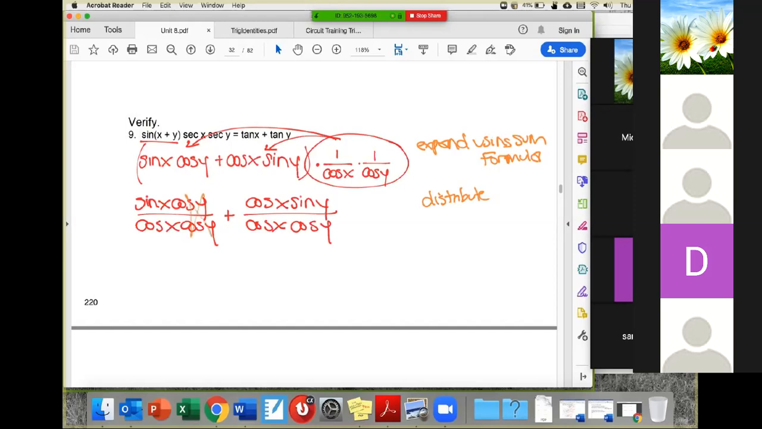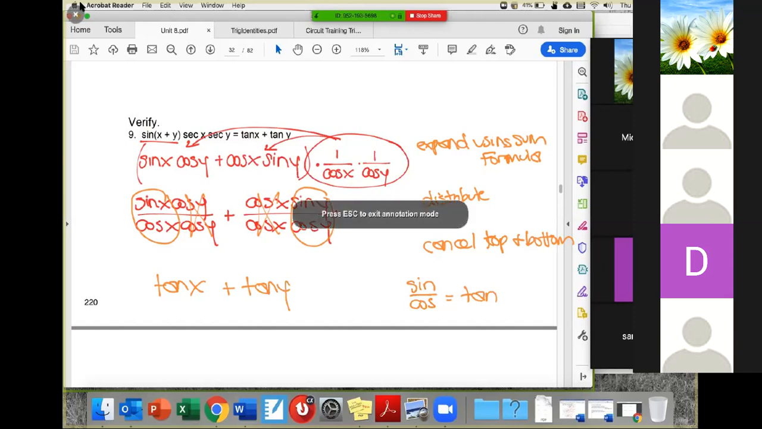In each one, the cosines would cancel. So my next thing would have been cancel top and bottom on both fractions maybe. Sine x over cosine x would turn into tangent of x. Sine y over cosine y would turn into tangent of y. My explanation would be sine over cosine equals tangent, which is just using one of my formulas, and that's my final answer there. So don't feel like you're spending a million years explaining stuff on this quiz as well.